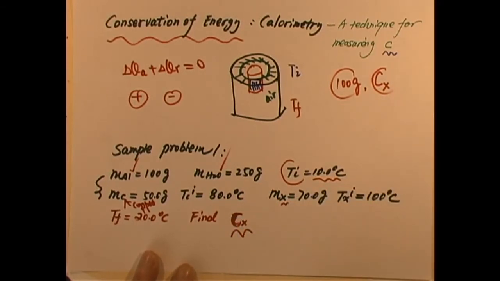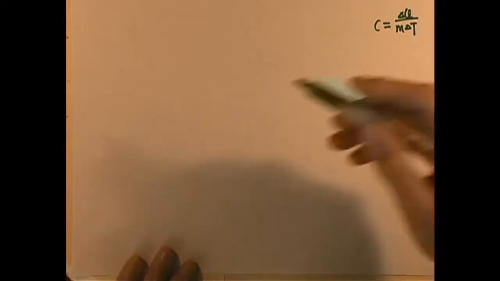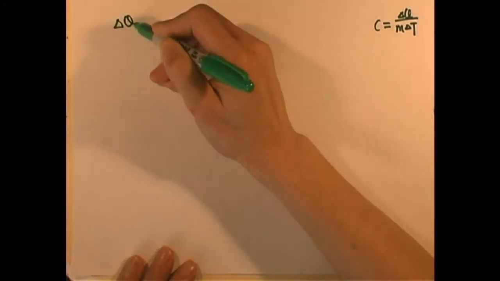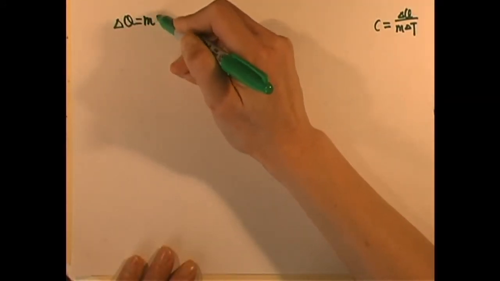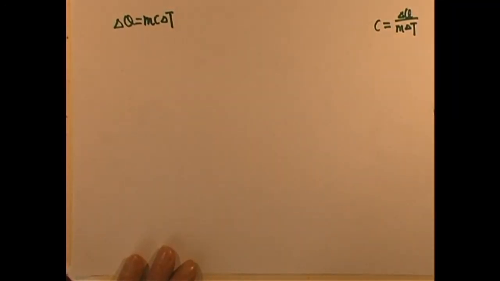How do we do the calculation? We learned that the definition of specific heat equals delta Q over mass times change of temperature. Therefore, delta Q equals mass times specific heat times delta T. I would like to point out this equation is only good for solids and liquids. It's not good for gas. We're going to talk about how we deal with delta Q for gases.